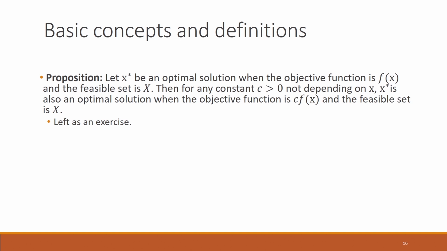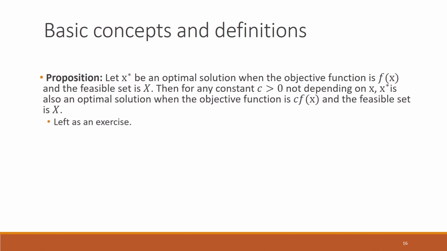Let x star be an optimal solution when the objective function is f(x) and the feasible set is capital X. Then for any constant c which is positive, not depending on the decision variables, x star is also an optimal solution when the objective function is c f(x) and the feasible set is capital X. So, this proposition is saying that if you multiply the objective function by a positive constant, then the optimal solution does not change.